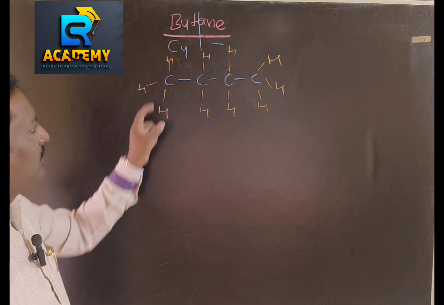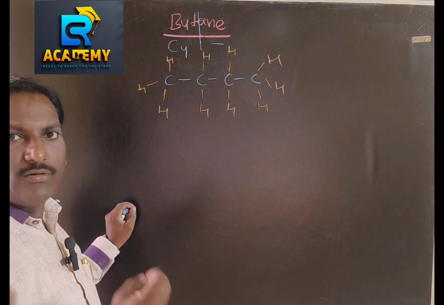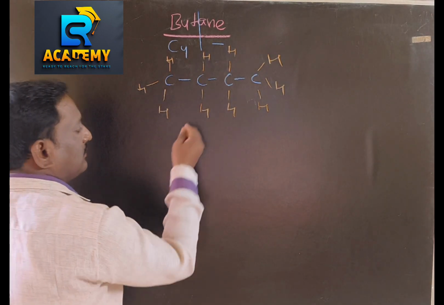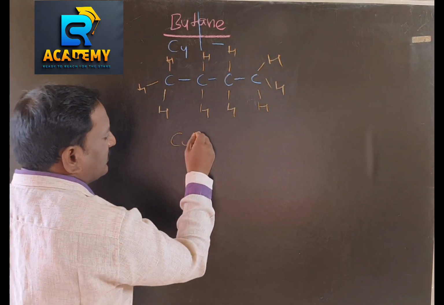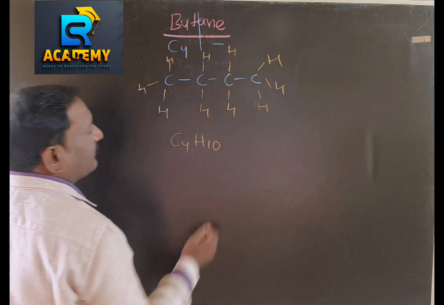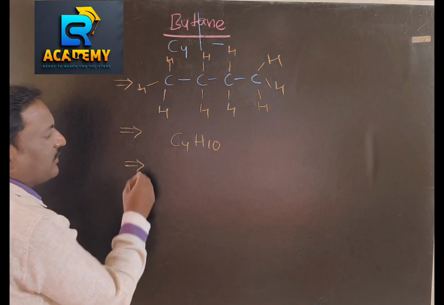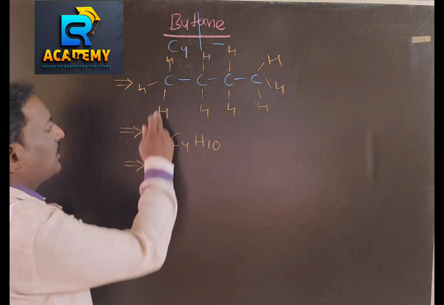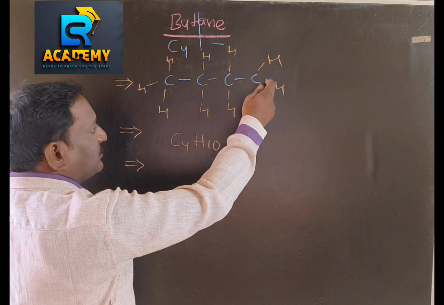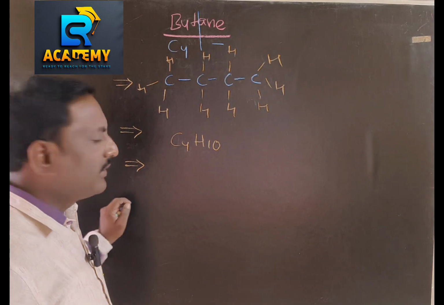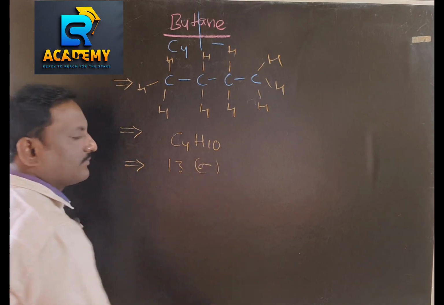Right? Good. So from this one, let us bring out the chemical formula. C4, 6 plus 4 is 10. C4H10 is the chemical formula. This is the detailed structure and this is the chemical formula. And next one, number of covalent bonds. Let us count: 1, 2, 3, 4, 5, 6, 7, 8, 9, 10, 11, 12, 13. 13 covalent bonds are present. All are sigma bonds only.